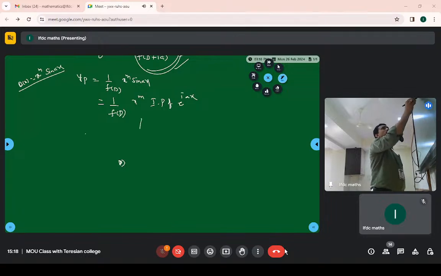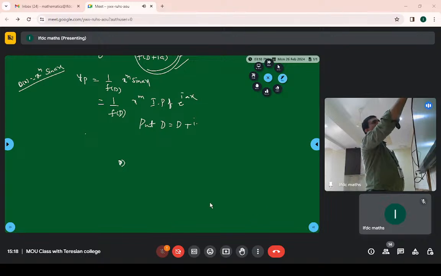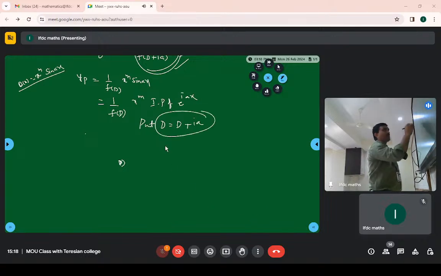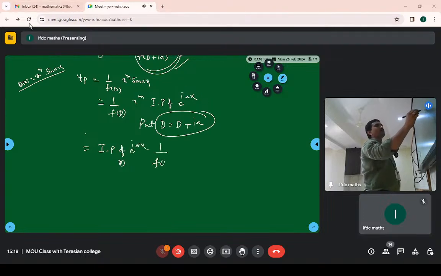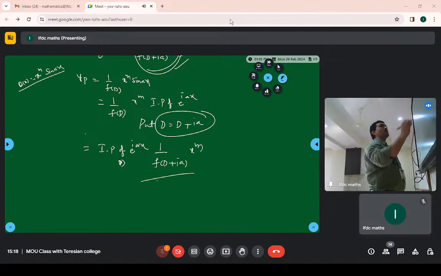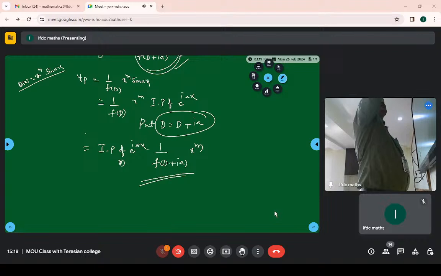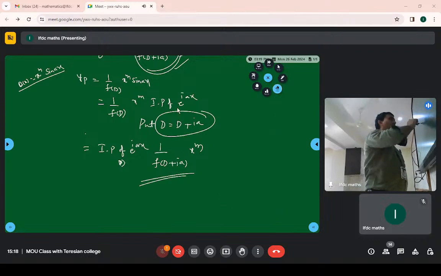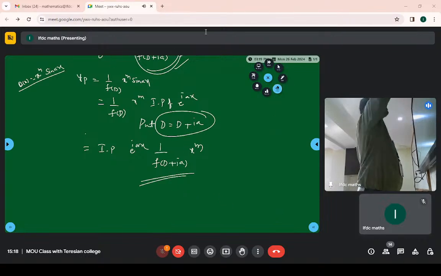Just now I told you, substitute the D value, and move e power iax from the right hand side to the left hand side. So in place of D we write D plus ia, and it can be written as the imaginary part of e power iax into 1 by f of D plus ia into x power m. This is another important aspect. So you can easily remember it, and if you practice, you will get the solution in a simple manner.